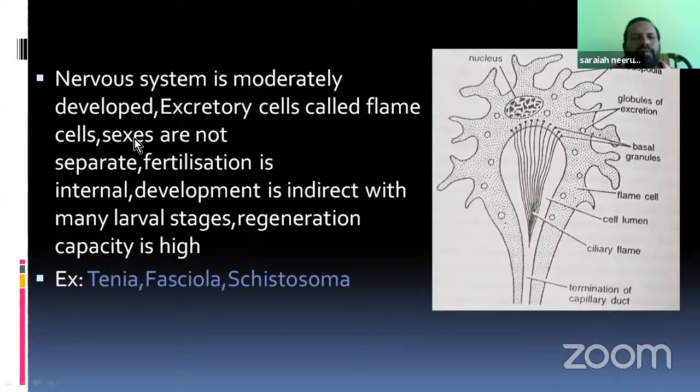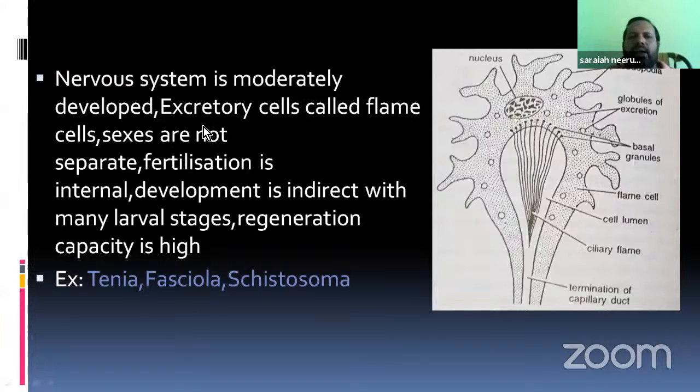Excretory cells are called flame cells. So excretion is conducted by flatworms through flame cells. This is the flame cell. A flame cell is a special excretory organ, a kidney-like organ. It conducts the excretory function in flatworms. A bundle of flame cells is called protonephridia. A bunch of flame cells is called protonephridia. So these conduct the excretory function in flatworms.